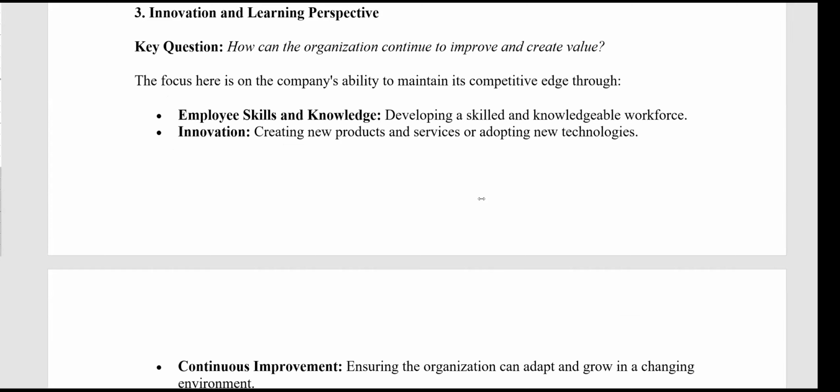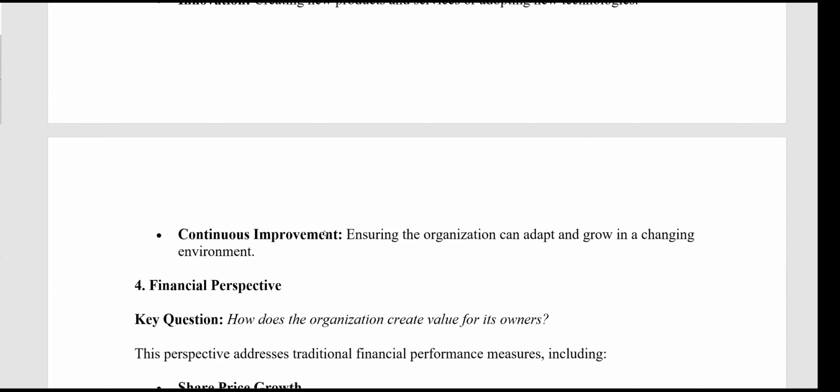True. Now, the next thing is our innovation and learning perspective. How can the organization continue to improve and create value? The focus here is on the company's ability to maintain its competitive edge through employee skills and knowledge, right? So developing a skilled and knowledgeable workforce using new technologies, right? Innovation, creating new products and services or adopting new technologies, right? Then continuous improvement, ensuring the organization can adapt and grow in a changing environment.